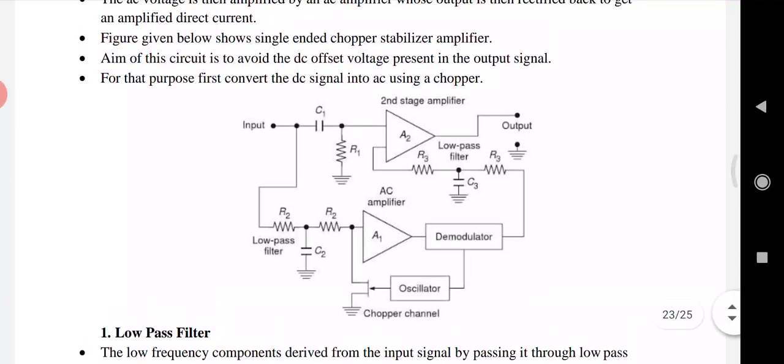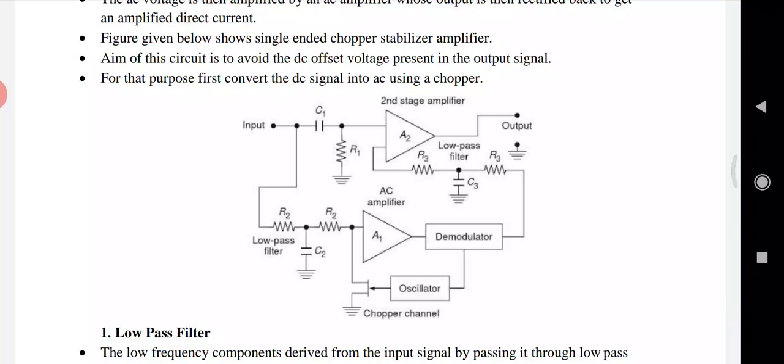Then the second step is the chopping mechanism. In this chopper, the output of the low pass filter is chopped using a transistor switch with respect to a carrier signal from the oscillator, and you can see an oscillator here. So first is the low pass filter and second is the chopper.